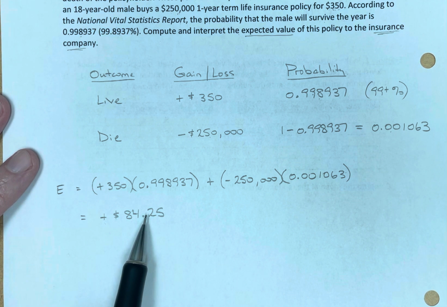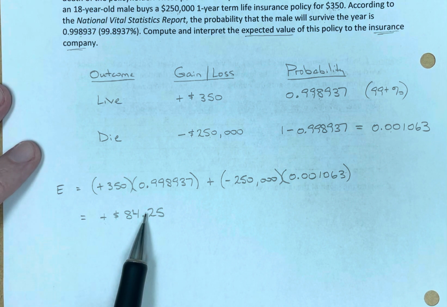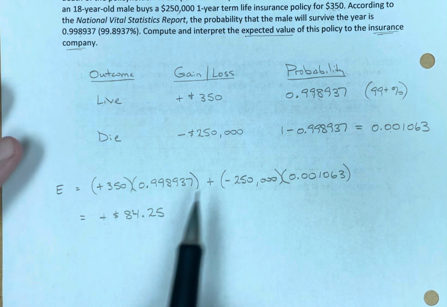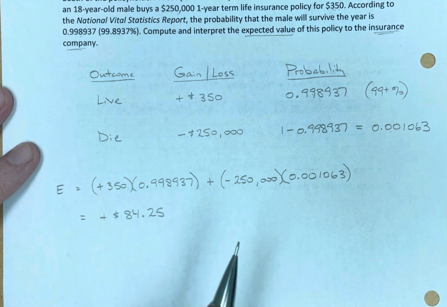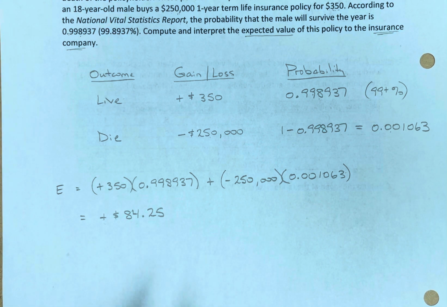Is that how much they want to make per policy? Is that a good deal for them? Are other insurance companies making more, making less? Where do they stand? I don't know. But in this situation, for this insurance company, they're making money. They obviously don't want to be losing money because they can't pay out if they're losing money.